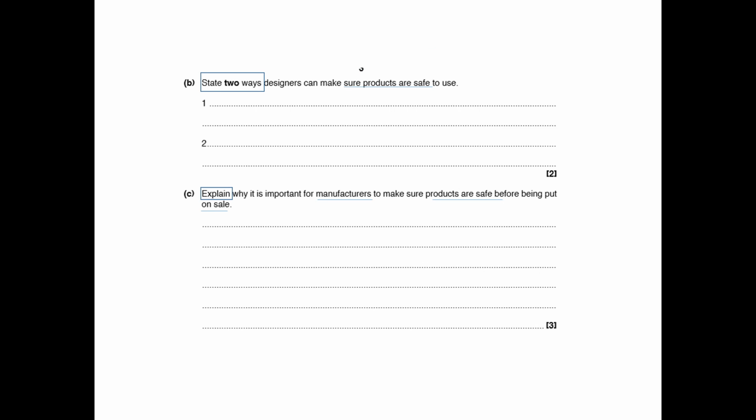The next 2, looking at safety. State 2 ways a designer can make sure a product is safe to use, and explain why it is important for manufacturers to make sure products are safe before they are put on sale. Use your sheet that you use to make your notes on. I'm not going to structure this one for you, have a go yourself. Then I'm going to go through the mark scheme. So if you pause the video, and then we'll come back.